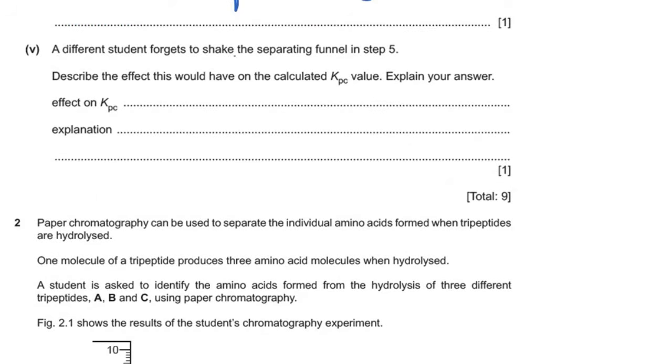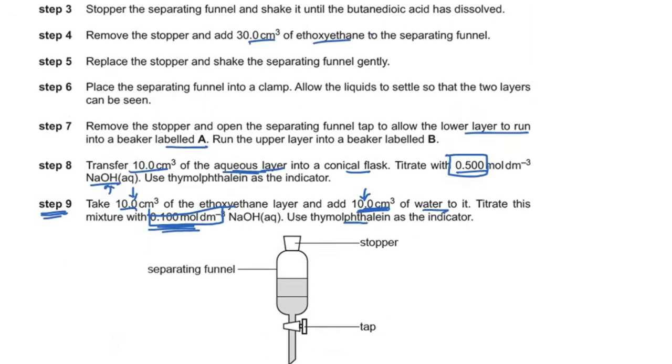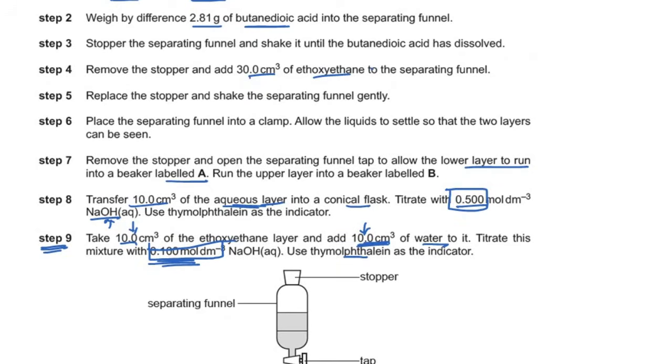A different student forgets to shake the separating funnel in step 5. Describe the effect this would have on the calculated KPC value and explain your answer. Now in step 5, we go back and see what is step 5. Step 5 says that replace the stopper and shake the separating funnel gently. Now if we say that weigh the butane dioic acid into separating funnel and add, so it's going to dissolve more in water first, and then in the step 4 the ethoxyethane was added. So later the ethoxyethane was added, it has to be shaken so that some of the butane dioic acid can be transferred to the ethoxyethane layer from aqueous layer.